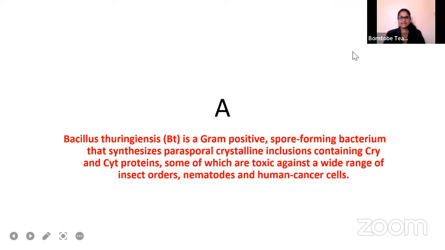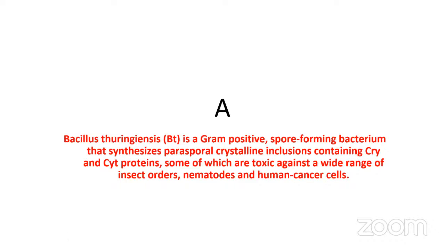Padmayan, can you switch on your mic and read out the slide, please? Kanchana Raj, yes, ma'am. Bacillus thuringiensis (BT) is a gram-positive spore-forming bacterium that synthesizes parasporal crystalline inclusions containing Cry and Cyt proteins, some of which are toxic against a wide range of insect orders, nematodes, and human cancer cells.